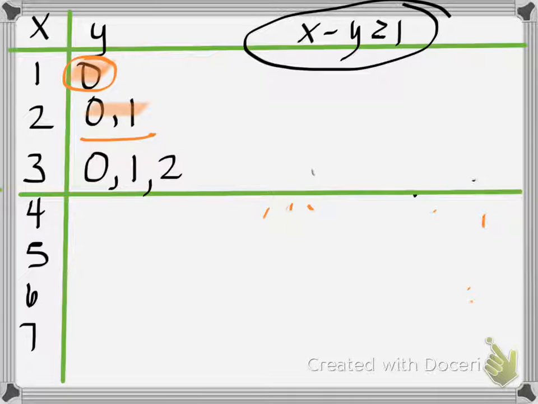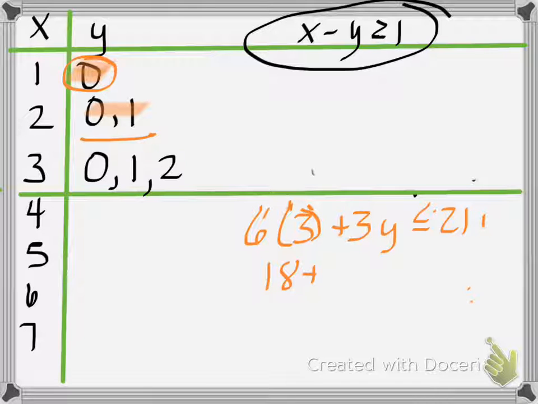Okay, so now let's go to the next one. 6 times 3 plus 3y is less than or equal to 21. Okay, so that's 18 plus 3 times 0. Is that less than or equal to 21? Yes. So that one gets highlighted. Now let's replace that 0 with the 1.